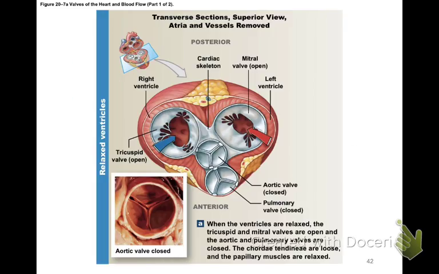So in this diagram, this is showing in the upper larger picture, you're looking at those 4 valves, the larger AV valves and the smaller aortic and pulmonary semilunar valves. But look at the photograph at the bottom left, and that helps you appreciate just how the semilunar valves are going to operate.